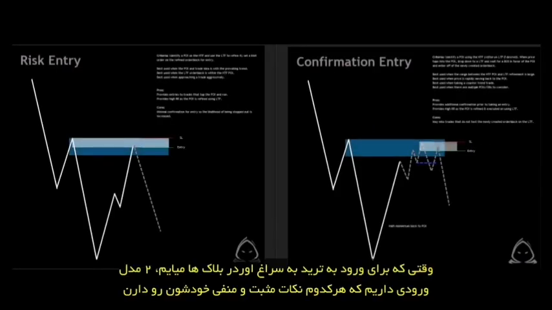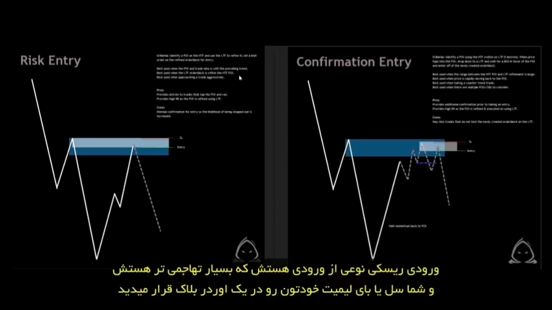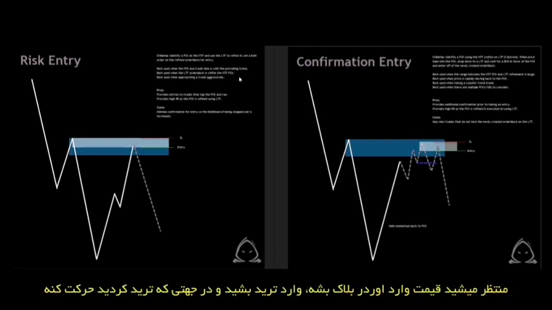When it comes to looking at entries on order blocks, there are two types of entries that you can use, both with their own pros and cons. There's the risk entry and the confirmation entry. The risk entry is an entry type that is much more aggressive in that you are placing your buy or sell limit order on an order block, looking for price to tap into it, tag you into the trade, and continue in your overall trade direction.